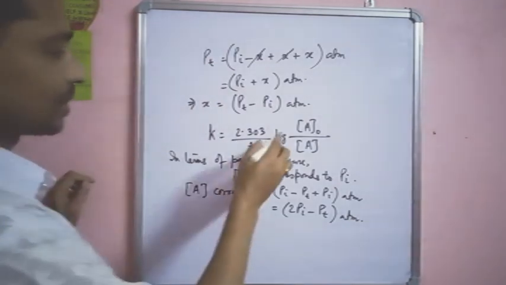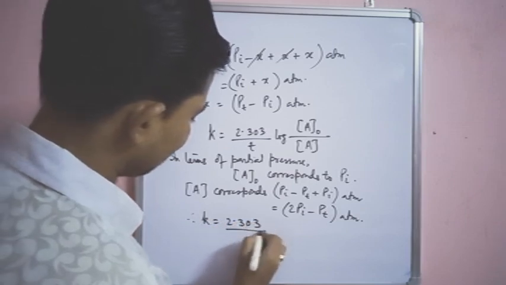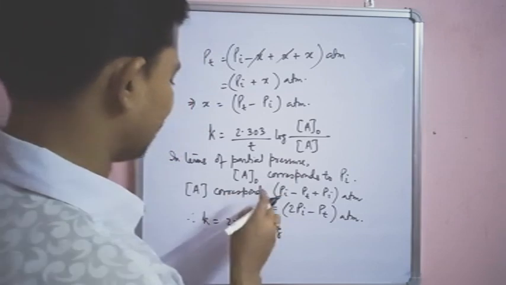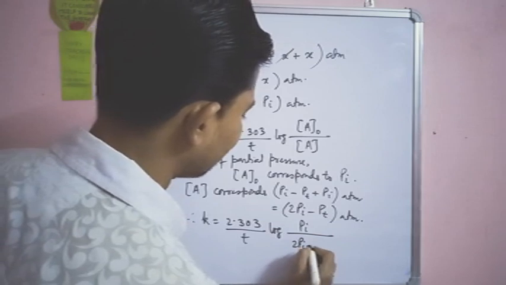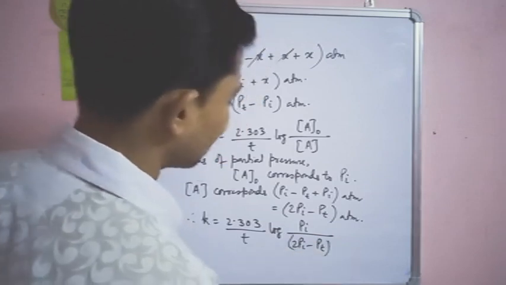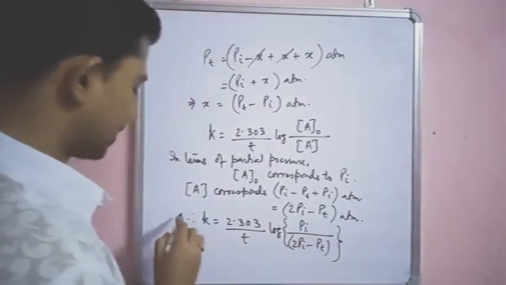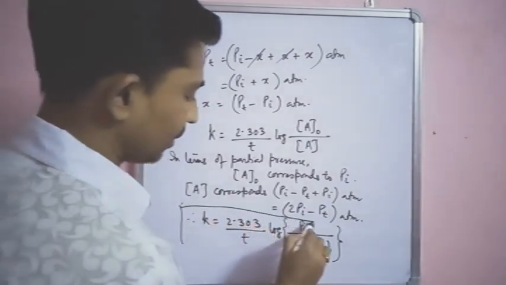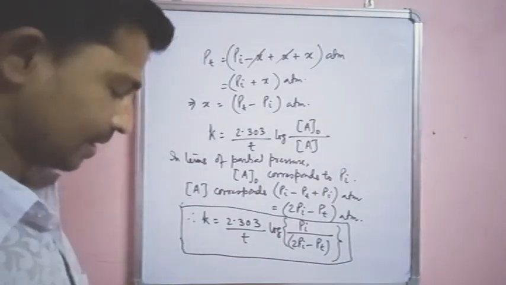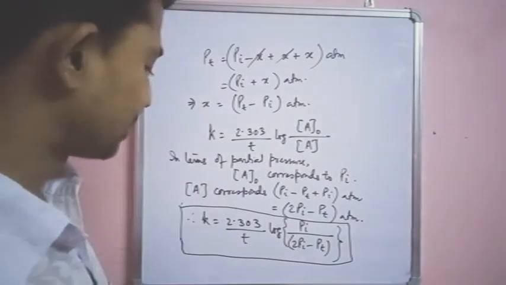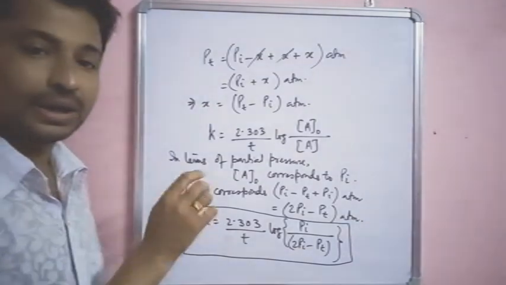तो अभी इस इक्वेशन में बिठाएंगे, तो therefore K comes out to be, K is equal to 2.303 by T log of A0 का वैल्यू क्या है, PI, that is PI divided by 2PI minus PT. ठीक है, तो ये हो गया हमारा इंटीग्रेटेड रेट एक्सप्रेशन for rate constant of first order reaction which is carried out in gaseous phase. This is the integrated rate expression for rate constant of first order reaction which is carried out in gaseous phase.